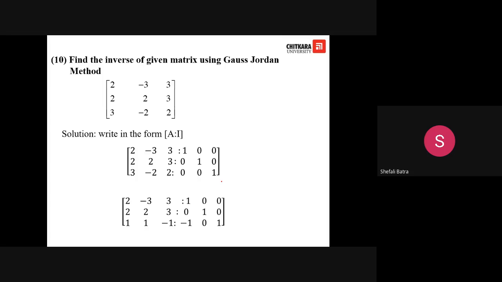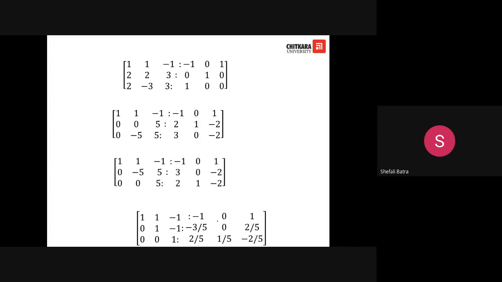Then what I did, I have applied the operation R3 implies R3 minus R1. Just make this entry a 1, and then I'll swap it so that I can do my operation without fraction, right? If you have done it with fraction, then there is no issue. So after operating this, you are getting 1, 1, minus 1, 0 and 1. Now, next we will interchange it.